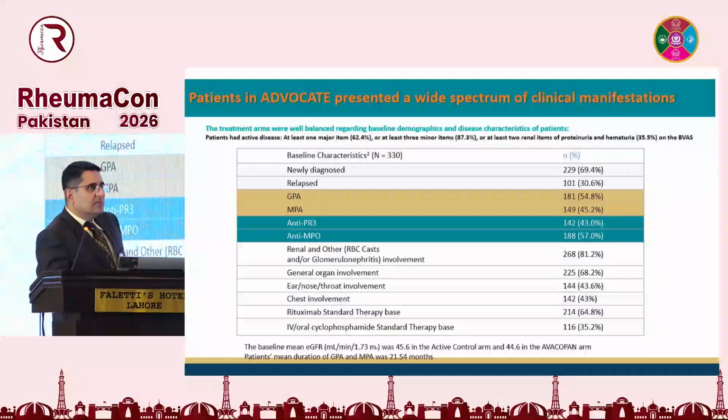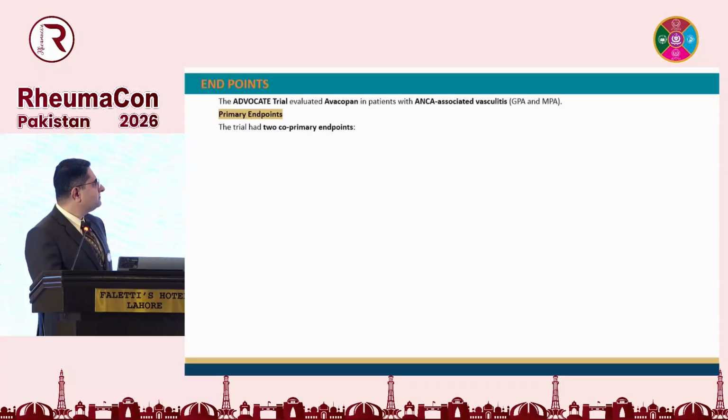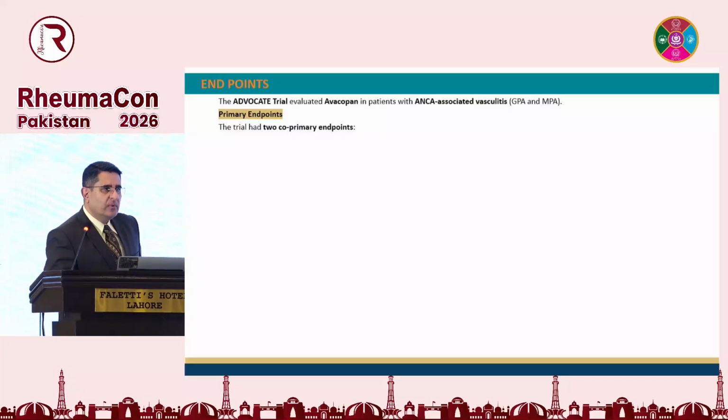And which patients were included? Newly diagnosed and relapsed patients having a diagnosis of GPA (181) and MPA (149), with this antibody profile and renal involvement. Rituximab was given in 214 patients, and oral or IV cyclophosphamide in 116 patients. There were 2 endpoints which I've just discussed, at 26 weeks and at 52 weeks.